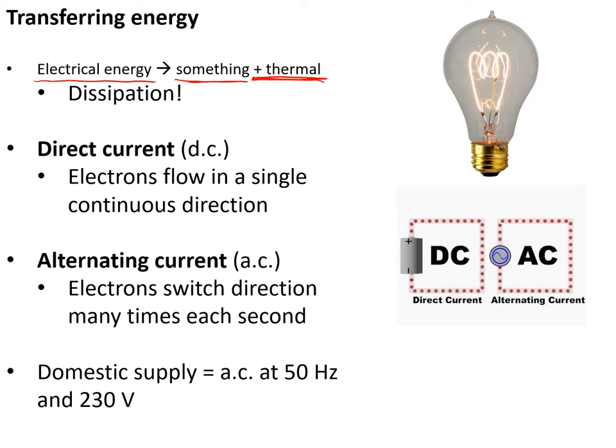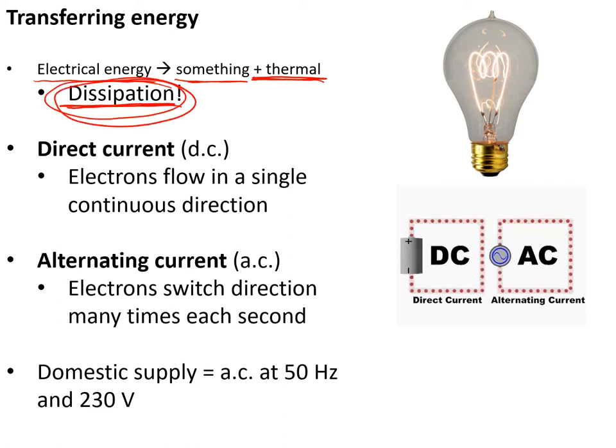This leads to what is called the dissipation of energy. Dissipation is the idea that the energy spreads out and becomes less useful. Linking it to other ideas in the physics syllabus, that's why the efficiency of electrical gadgets is always below one, because we always get some energy lost by dissipation.